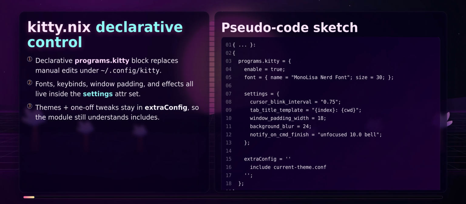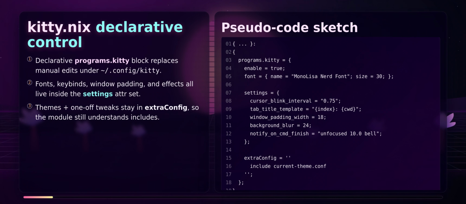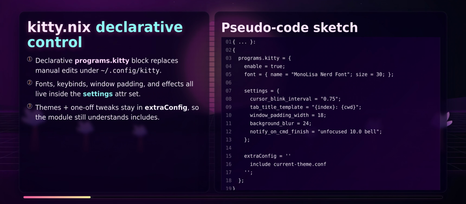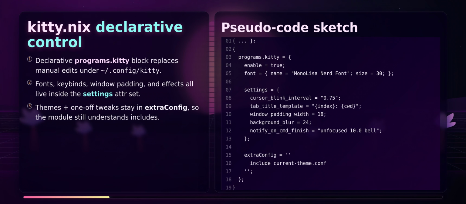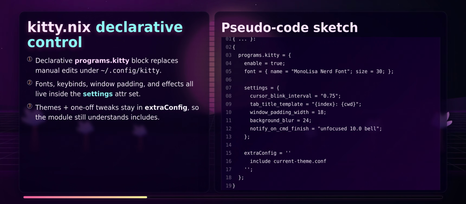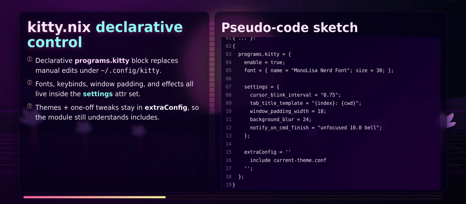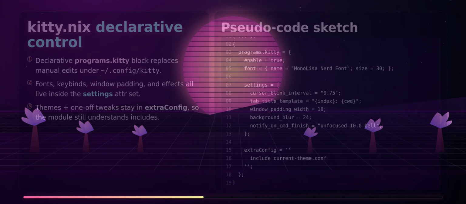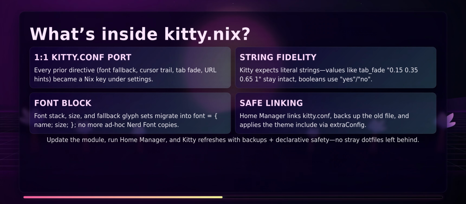Instead of managing the kitty conf manually, we translate the entire config into Nix attributes. Kitty's module lets you set fonts, settings, inject raw config snippets via extra config. Here's a very shortened pseudocode sketch. So what's inside? Every line from the old kitty.conf, font family, powerline symbol, cursor trails, URL stylings, tabs, and so on was mapped directly into the settings attribute set.